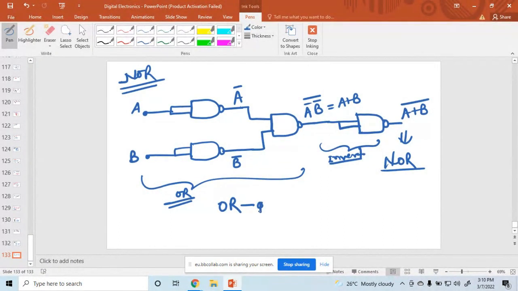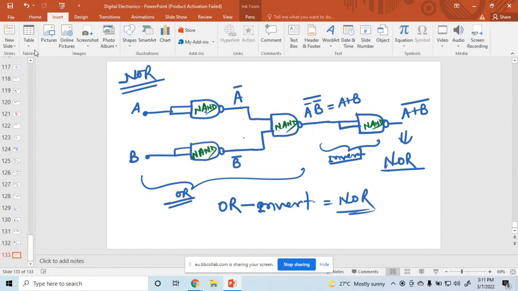So invert, that is equal to NOR. So how many logic gates are used here? For the designing of NOR, four NAND gates are used: 1, 2, 3, 4 NAND gates. So this one is a NAND, this one is a NAND, and again here a NAND. Four NAND gates are used for the designing.